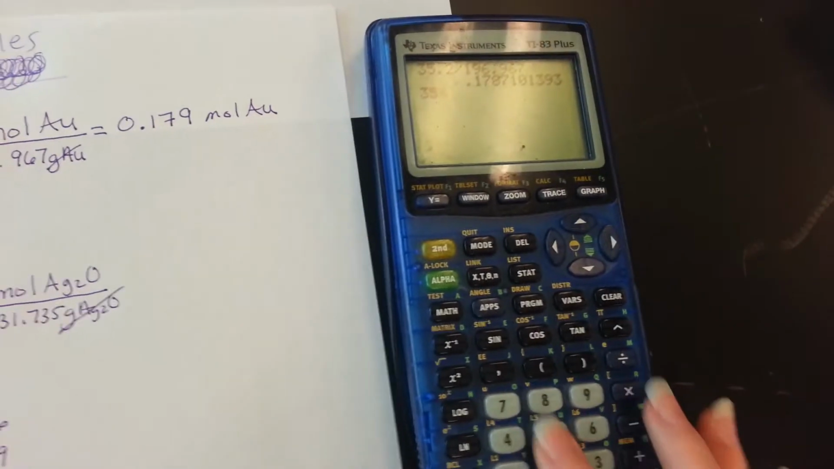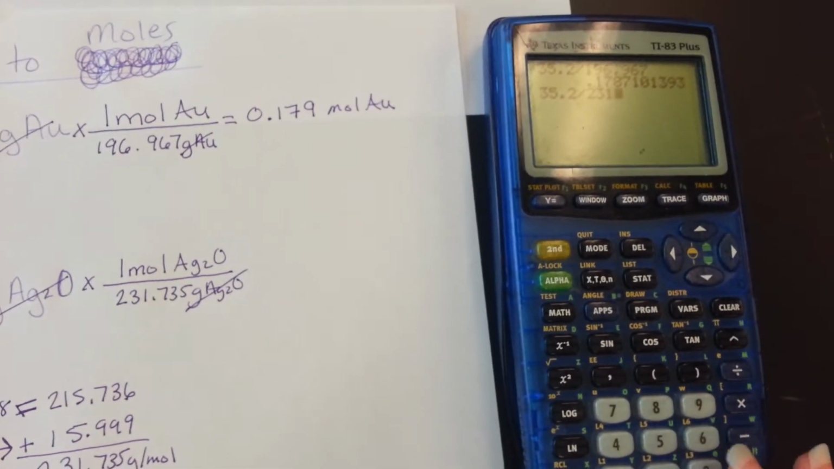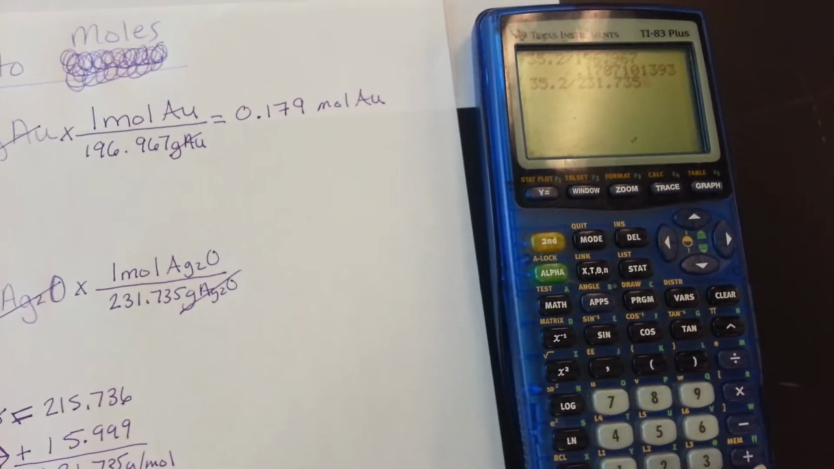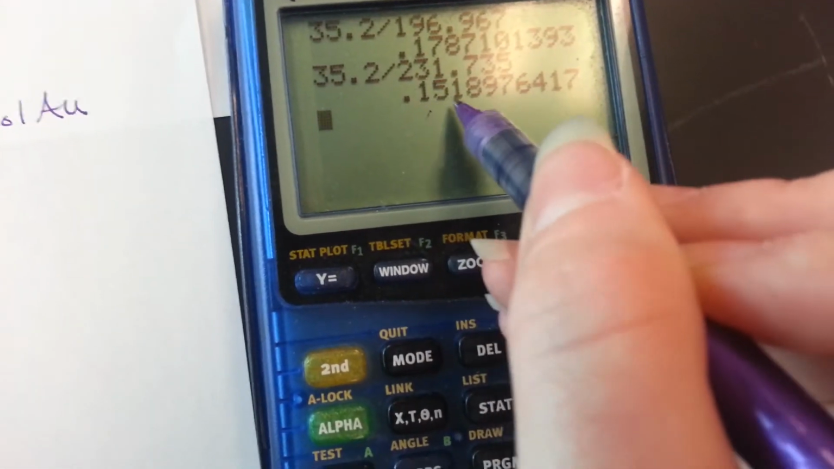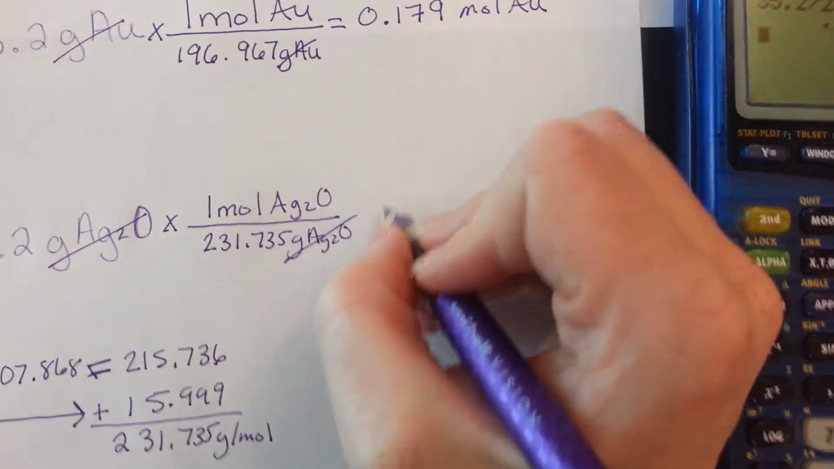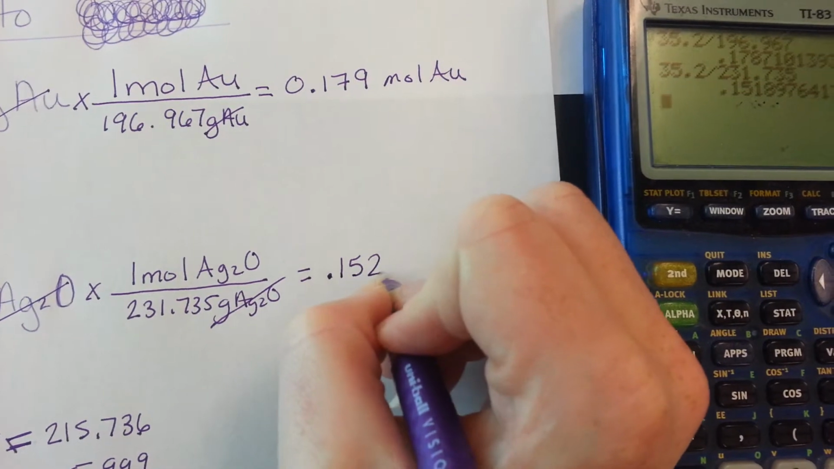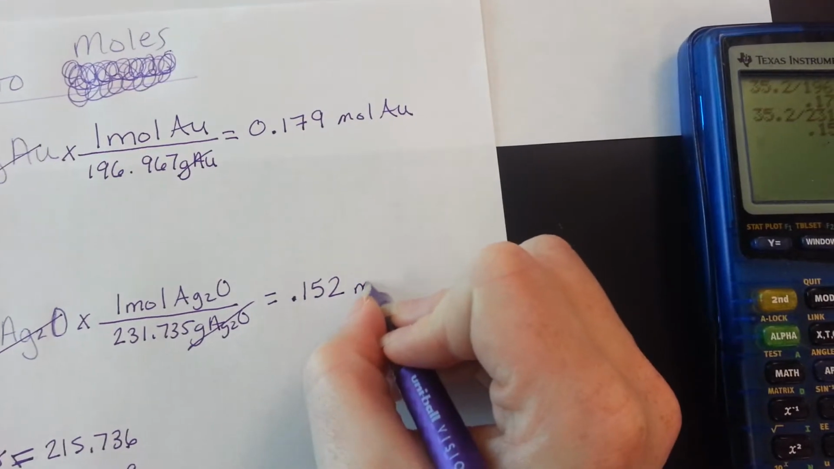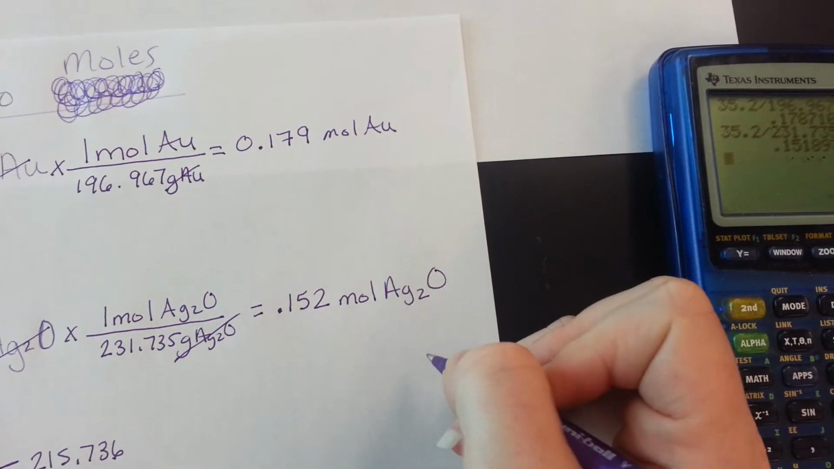I then do 35.2 divided this time by 231.735. Now, I need to keep 3 sig figs, so 1, 2, 3. The 8 will make the 1 round up. So my answer will be 0.152 moles silver oxide.